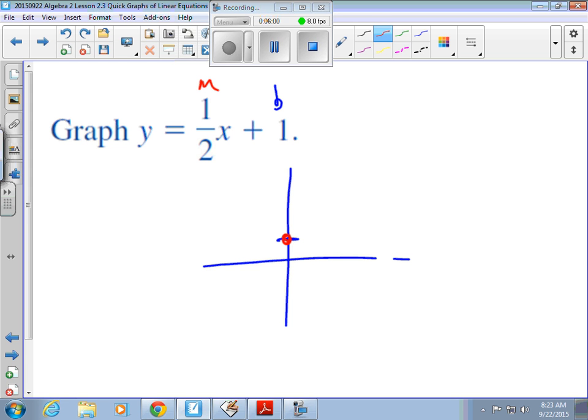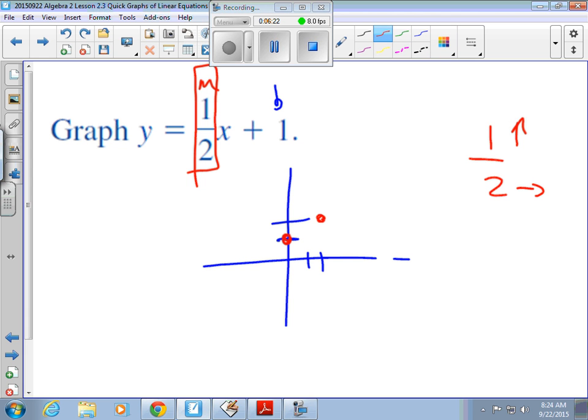Your m is what multiplies by x. Sometimes I hear students tell me your m is 1/2 x. No, it's just 1/2. So 1 over 2 tells you to go up 1. So from that point we already had, we're going to go up 1 and to the right 2 since it's positive. So to the right 1, 2, up 1, to the right 2.